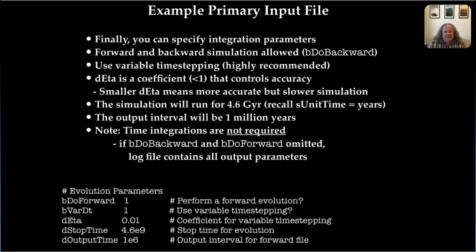The next line is eta, which is a coefficient that multiplies the time step and is basically your free parameter for optimizing the simulation in terms of accuracy and speed. A smaller eta means that the code will be more accurate, but the integration will be slower.